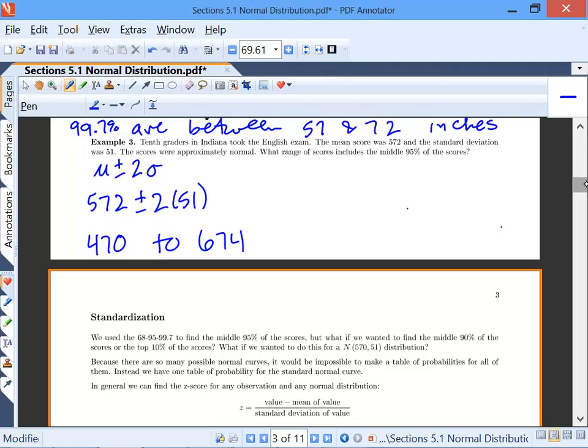So that's pretty simple. So then the next thing we want to do is, we used this rule to find the middle 95% of the scores. But what if we wanted to find, say, the middle 90% of the scores, or the top 10% of the scores? And what if we wanted to do this for our normal distribution with a mean of 572 and, if I write it like this, we're supposed to write mean, variance, so I'm going to put the squared there because our standard deviation was 51.